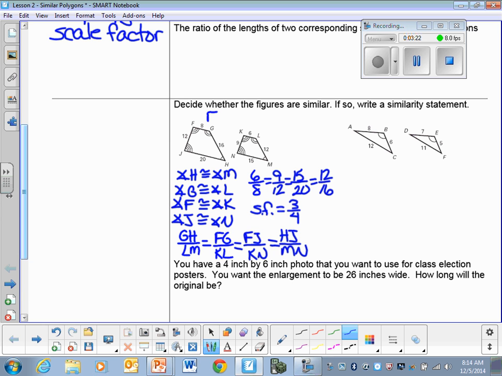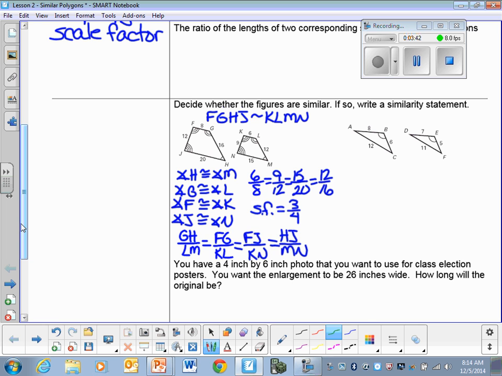EFGHJ, go clockwise or counterclockwise, is similar to KLMN. Make sure you match the corresponding angles.